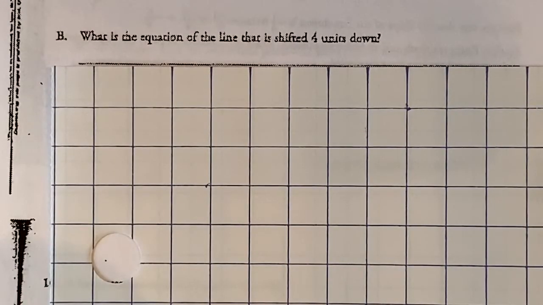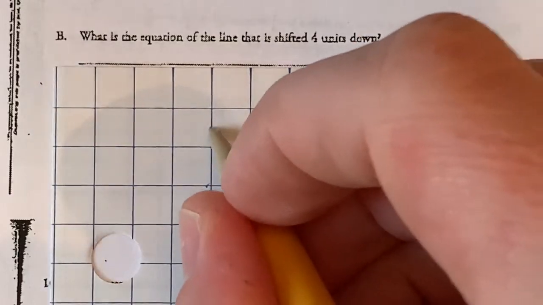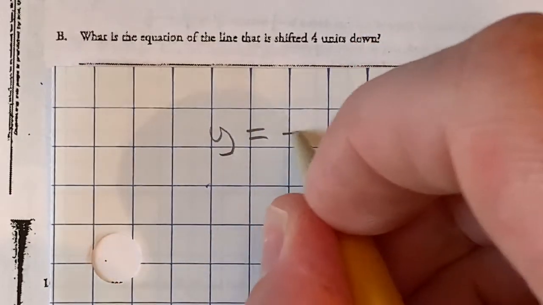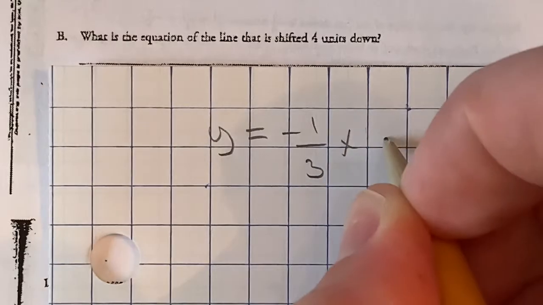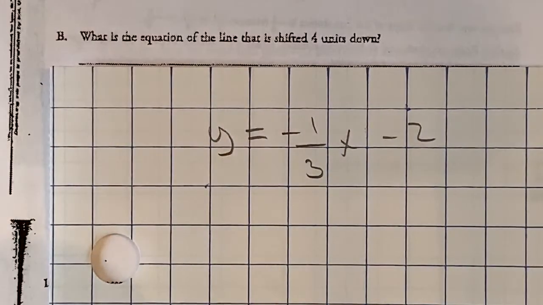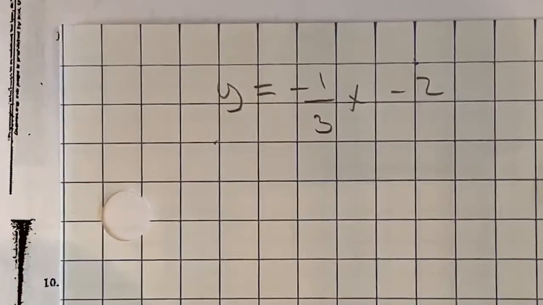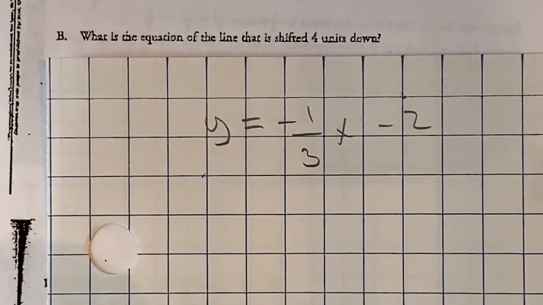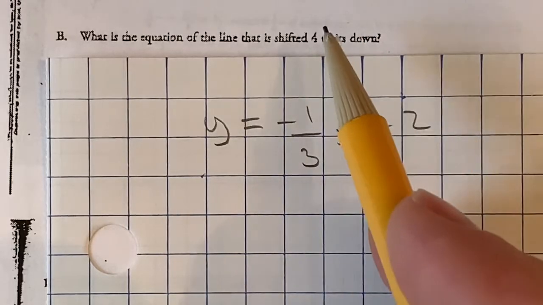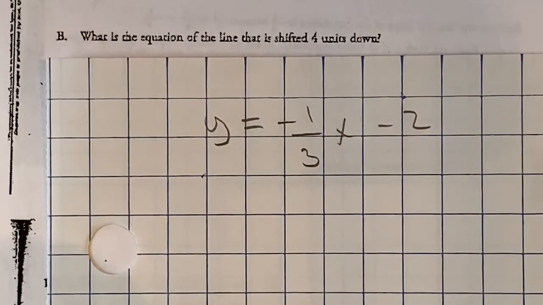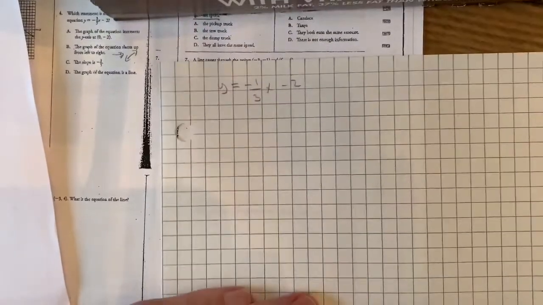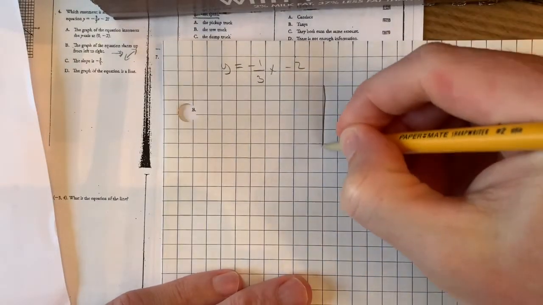We are now ready to deal with 7b. What is the equation of the line that is shifted 4 units down? So first, I'm going to transfer the equation that we just created from 7a, which is y equals negative 1/3 x minus 2. So that's the equation we just created from the previous answer 7a. In order to understand how to shift something 4 units down, we're going to do a little graph here. So I'm going to zoom out, and we're going to graph this line. So let me create a graph here.